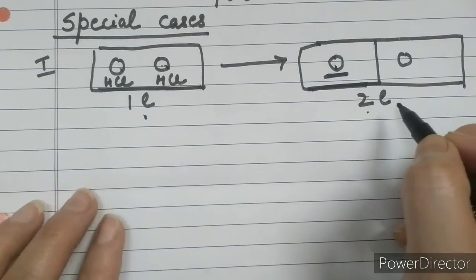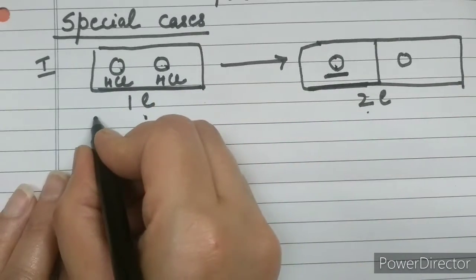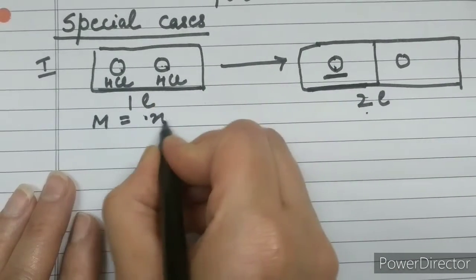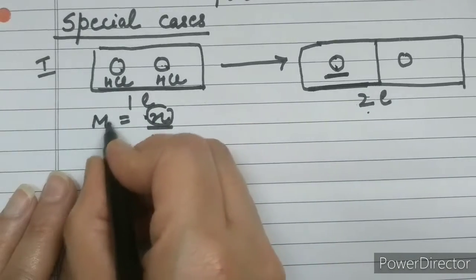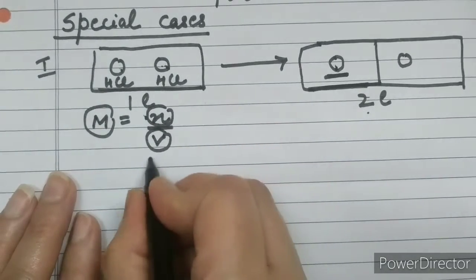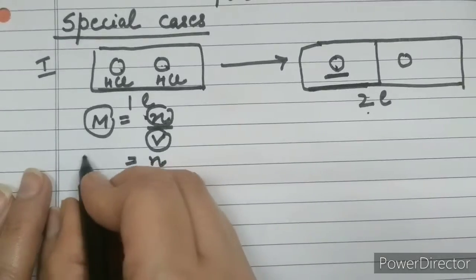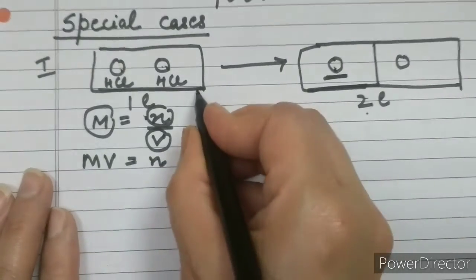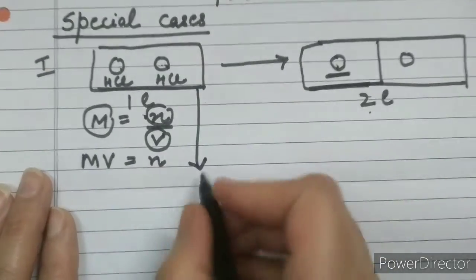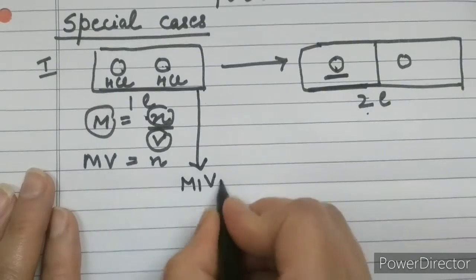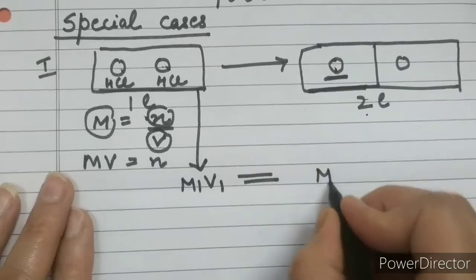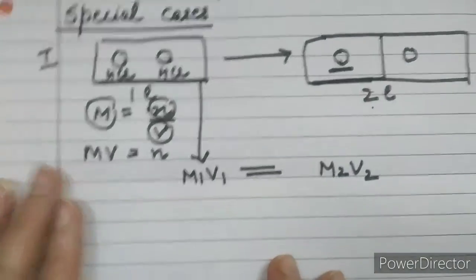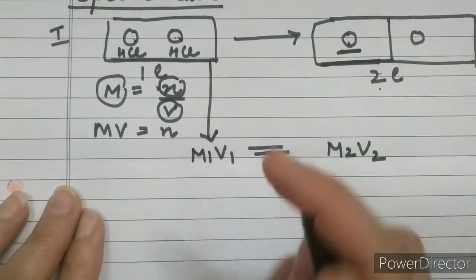So how do we write it mathematically? We know that molarity is equal to number of moles divided by volume. So I can say number of moles is equal to M into V. So the number of moles of this solution will be M1V1, and the number of moles of this solution will be M2V2. So let's start solving it mathematically.